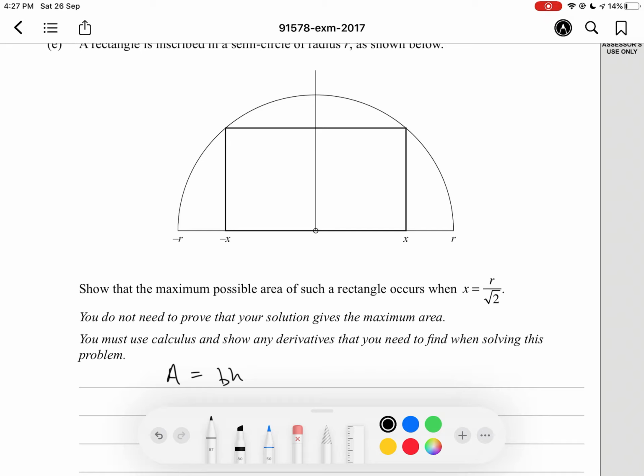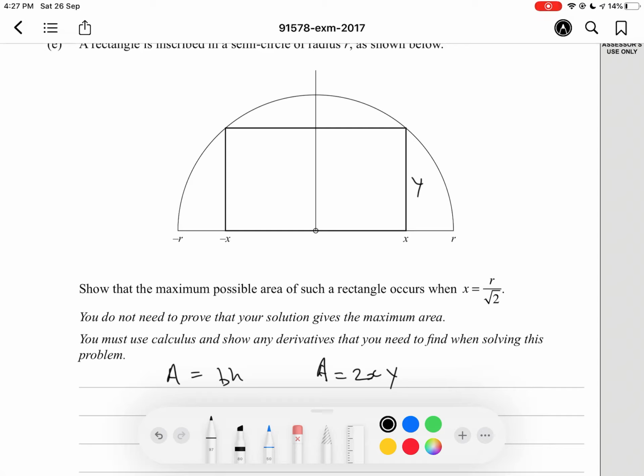Alright, so we know that the base is equal to negative x. 0 to negative x is x, and 0 to x is x. So x plus x is 2x. So A is equal to 2x times, we'll call this y. So A equals 2xy, and we don't know what y is.